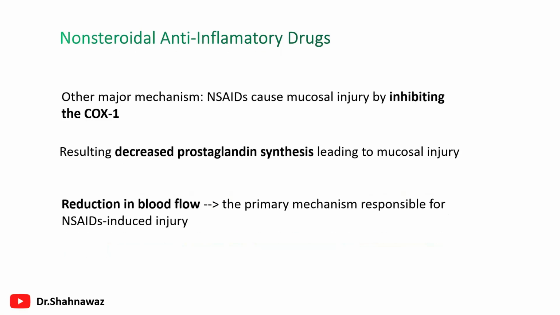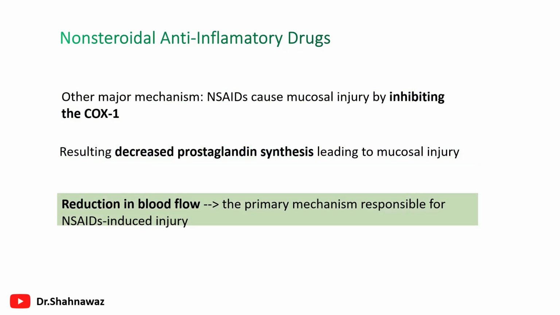In the second mechanism, NSAIDs cause mucosal injury by inhibiting cyclooxygenase. That results in decreased prostaglandin synthesis, which may lead to mucosal injury. Prostaglandin is helpful for epithelial integrity, and it makes the blood flow to the epithelial cells better. But if prostaglandin is decreased, the blood flow is reduced. That is the primary mechanism responsible for NSAID-induced injuries.